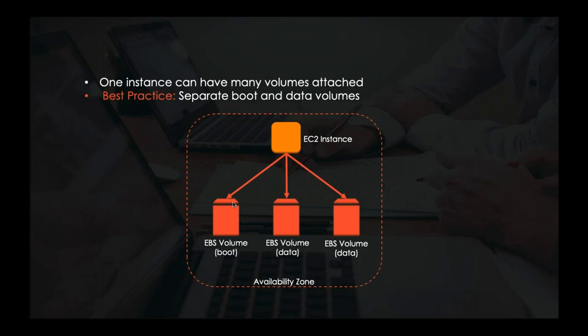For the boot volume, you can go with 8 GB, 10 GB, or 12 GB, depending on what kind of application and servers you are running. Based on that, you can select the volume size and keep the boot system separate. For the data part, you can have separate volumes so that it will not affect your system if you terminate any of these EBS volumes. Now, you need to make sure that your EC2 machine and your EBS volumes are in the same availability zone.